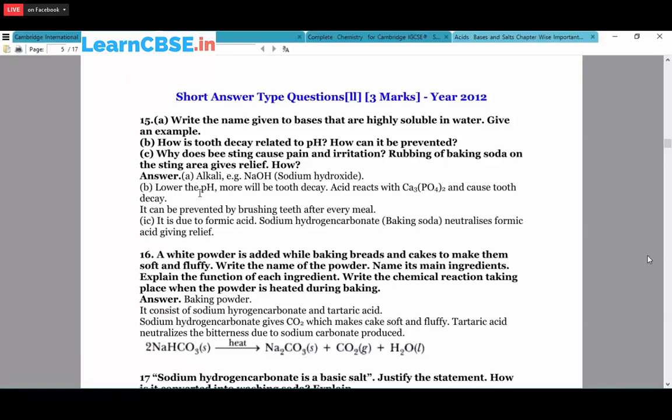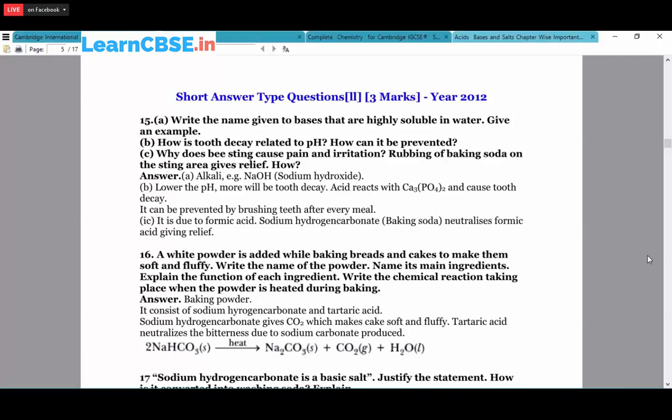The lower the pH, the more the tooth decay, because the acid reacts with the calcium phosphate and causes tooth decay. Our teeth are made up of calcium phosphate. It is a base. So when we take the acid, the acid and the base can react. It will make a neutralization reaction. So the tooth will start to decay.